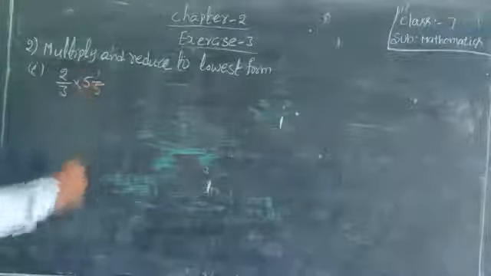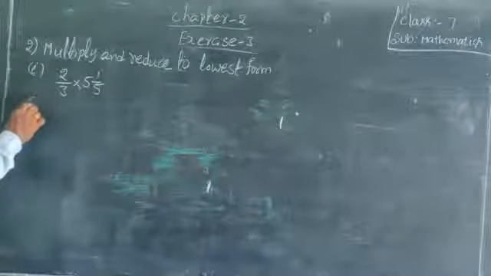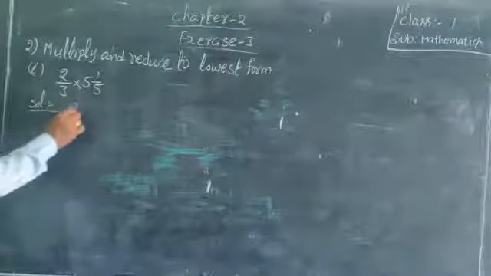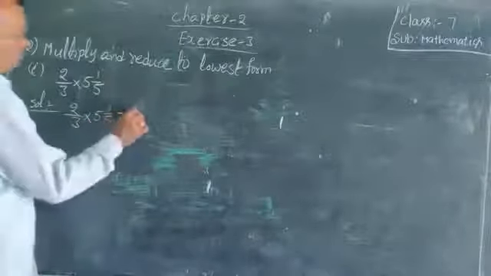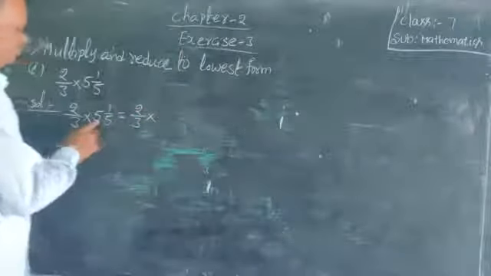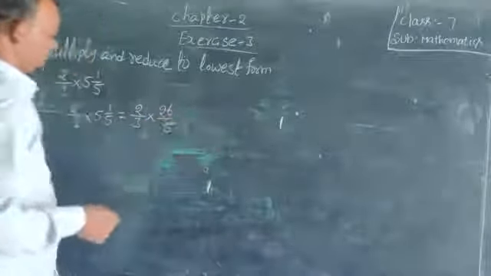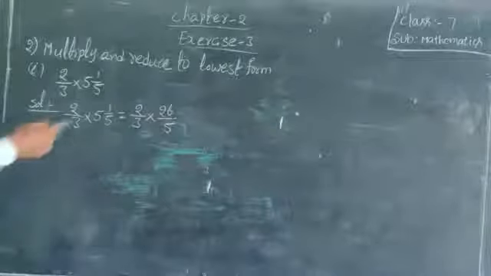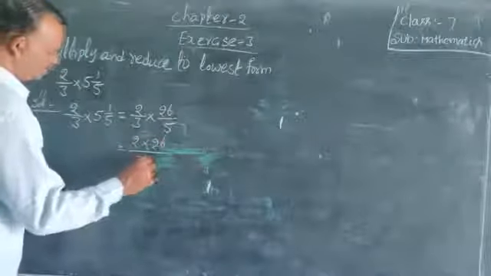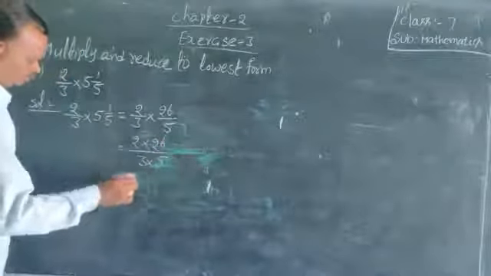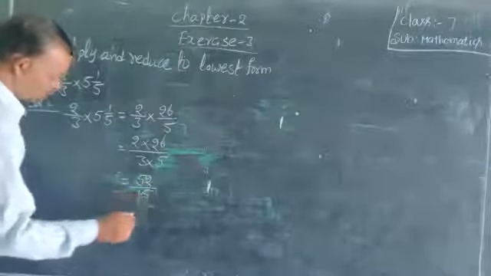into 5 1 by 5. Solution. 2 by 3 into 5 1 by 5 is equal to, first value is 2 by 3 into 5 5s are 25, 25 plus 1, 26 by 5. Now we are multiplying the numerators and also the denominators. 2 into 26 by 3 into 5. 26 2s are 52 by 5 3s are 15.